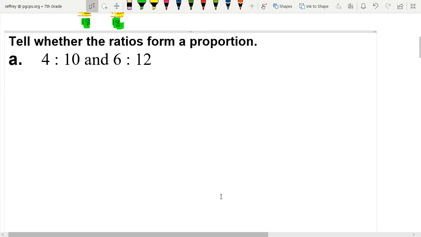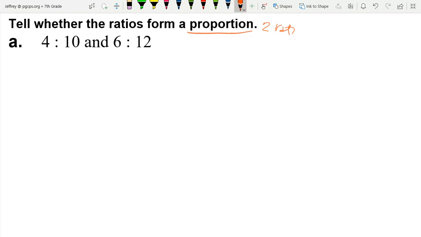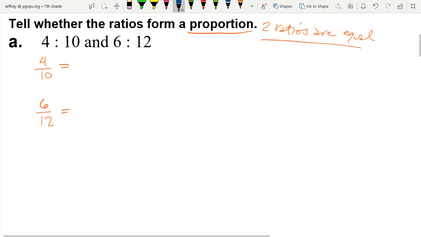So for number one, it says tell whether the ratios form a proportion. Again, a proportion means two ratios are equal. Don't forget that, okay? So let's start with 4 over 10. I'm going to write this as a fraction, 4 over 10, and 6 over 12. Now, the first method is to simplify the fraction. What number can you divide into 4 and 10? That's going to be 2. 2 is the common factor. 4 divided by 2 gives us 2. 10 divided by 2 gives us 5.